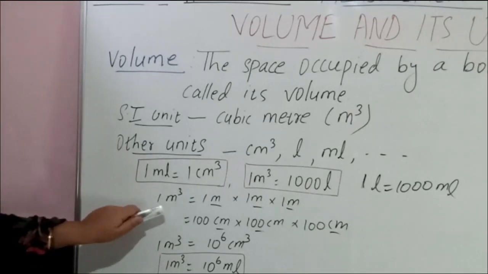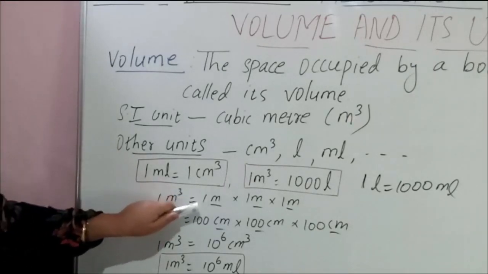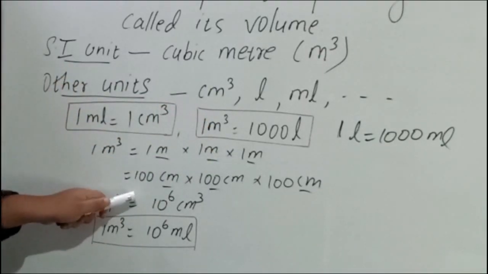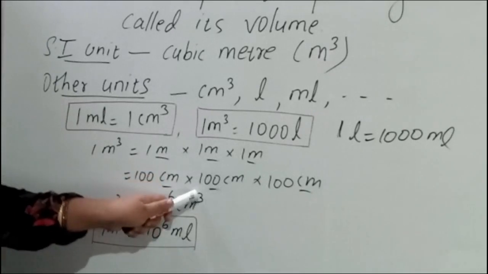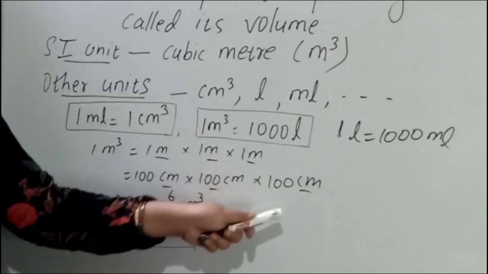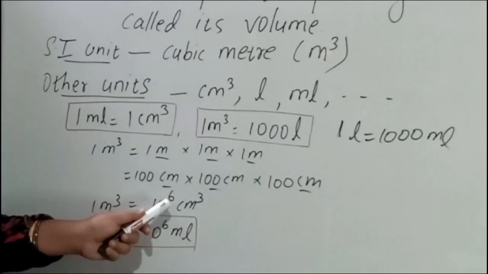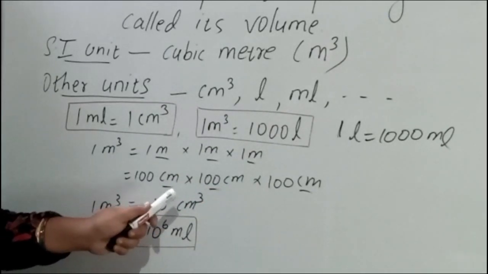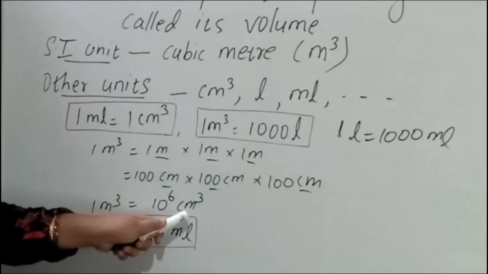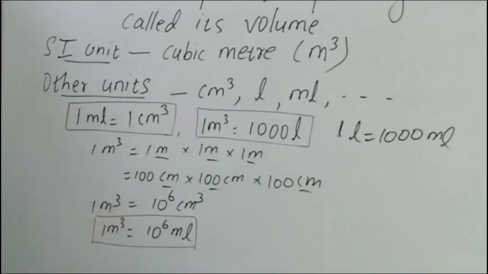Next, 1 cubic meter means 1 meter into 1 meter into 1 meter. 1 meter means 100 centimeters. So 100 centimeter into 100 centimeter into 100 centimeter. So how much is 100 into 100 into 100? 10 lakh, that is 10 to the power 6 cubic centimeter. So 1 cubic meter is equal to 10 power 6 cubic centimeter.